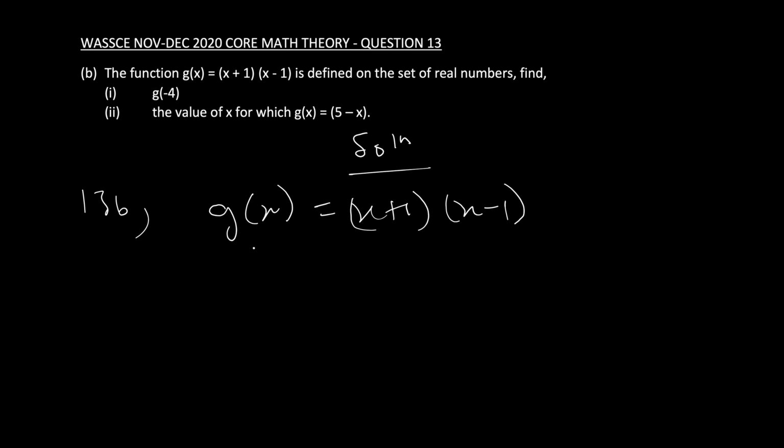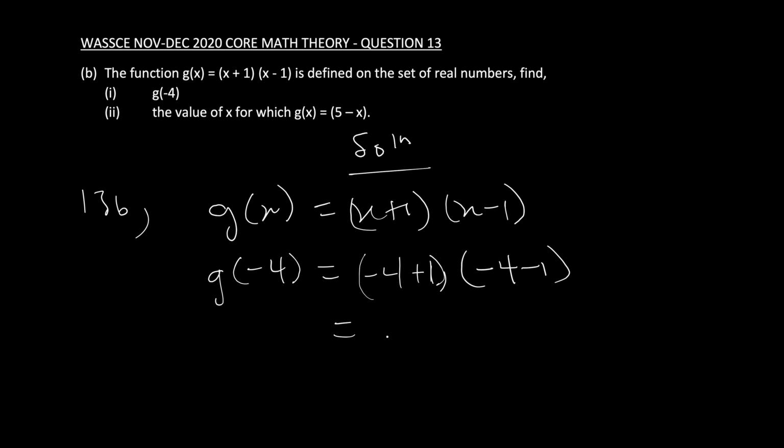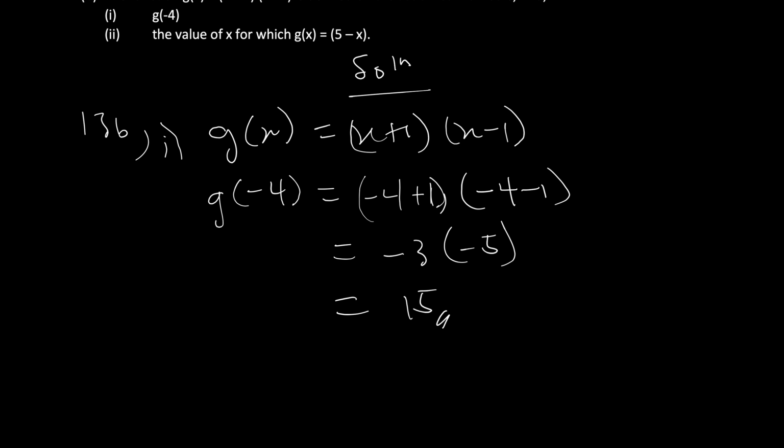It means that anywhere we see x in g of x, we put negative 4. So g of negative 4 will be equal to negative 4 plus 1 times negative 4 minus 1. So negative 4 plus 1, we have negative 3, times negative 4 minus 1, we have negative 5. Negative 3 times negative 5, we have 15. So g of negative 4 will be equal to 15. Now moving on to ii.